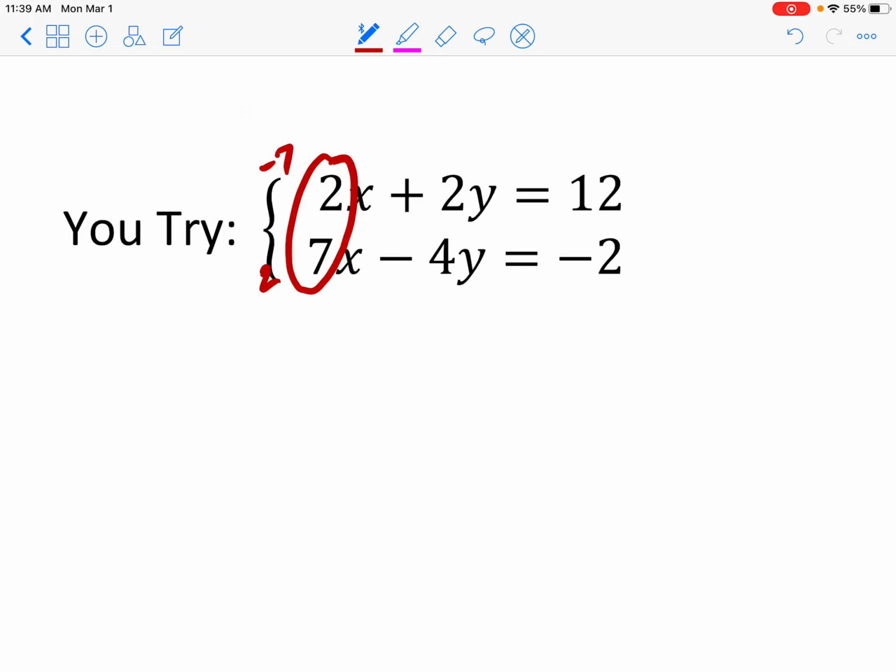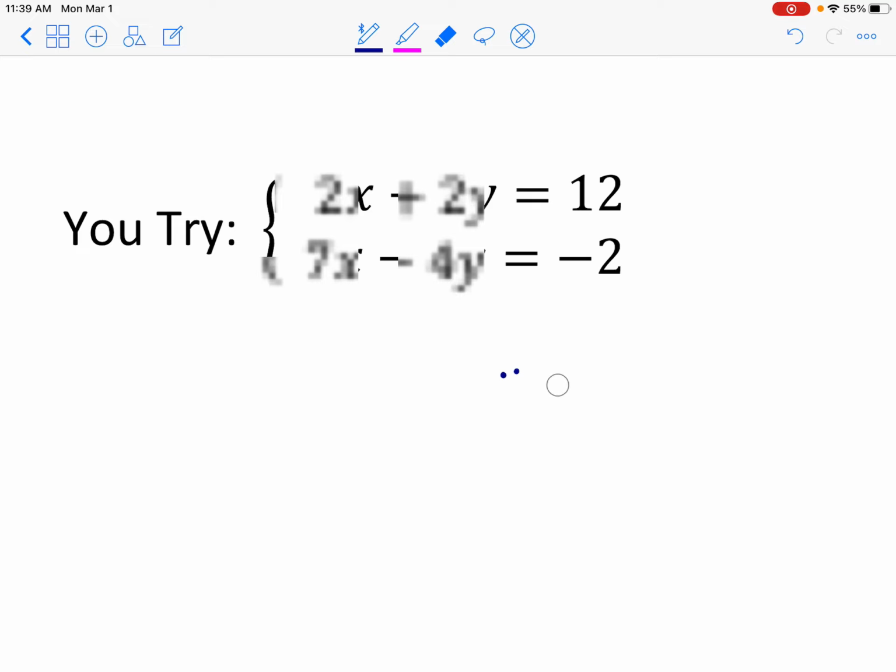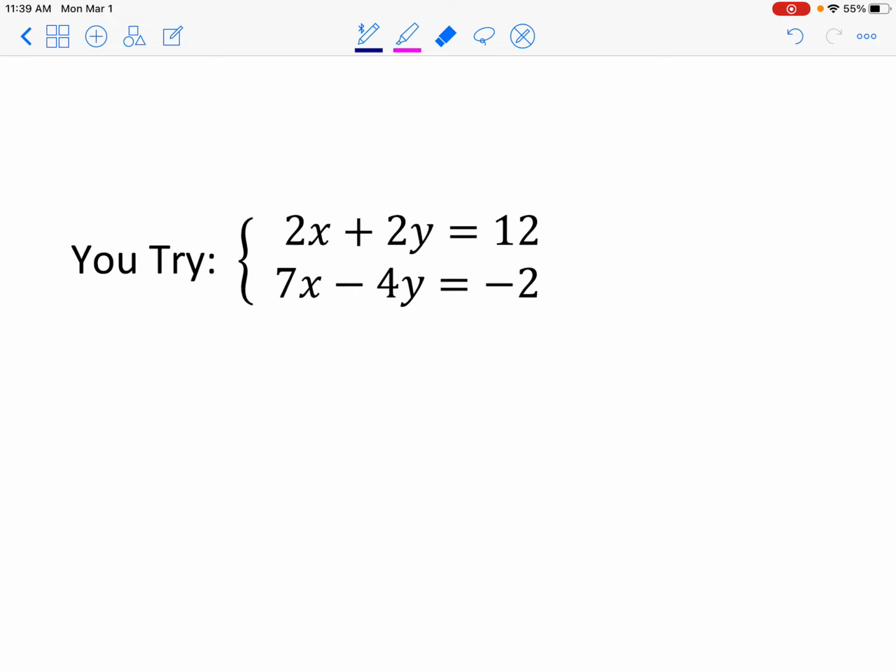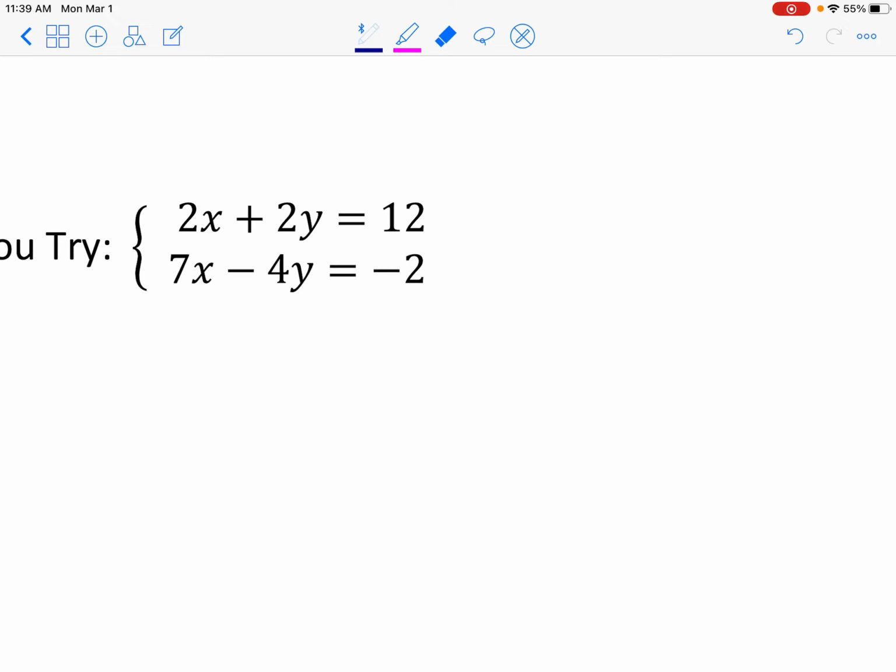Now if I'm going to eliminate y's, the least common multiple for 2 and 4 is 4. So I already have a negative 4 here. If I just multiply by 2 here, I can get the positive 4, and that's less work. So I'm going to choose to eliminate the y's in this one. And I'm going to do that by multiplying this first equation by a positive 2.